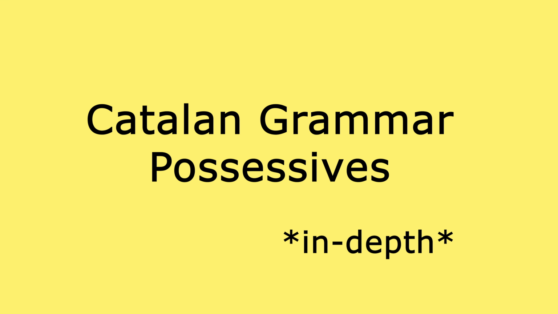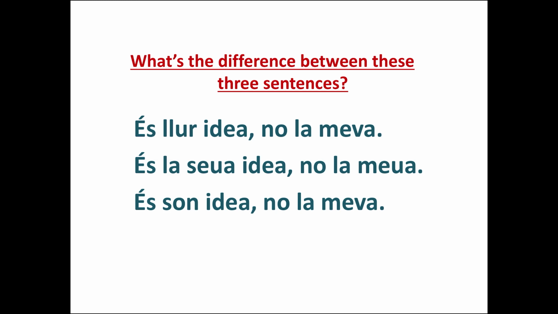This Catalan grammar video is about possessives. What's the difference between these three sentences? És la idea, no la meva. És la seva idea, no la meva. És una idea, no la meva.